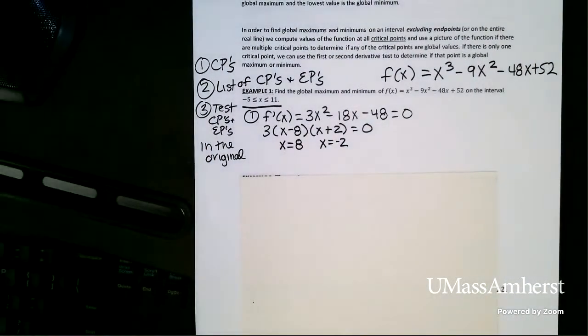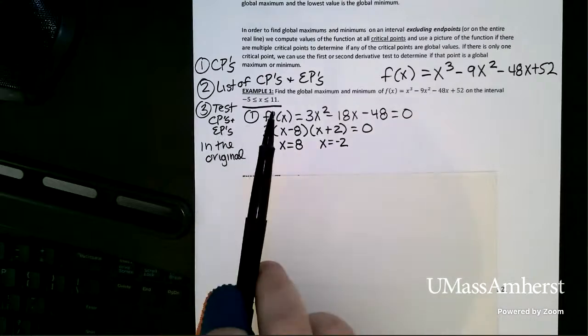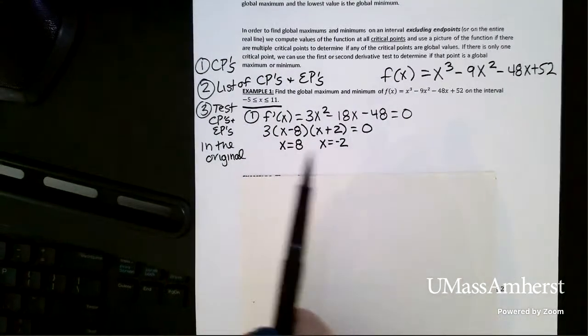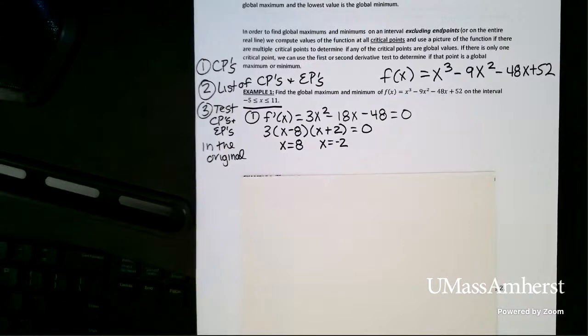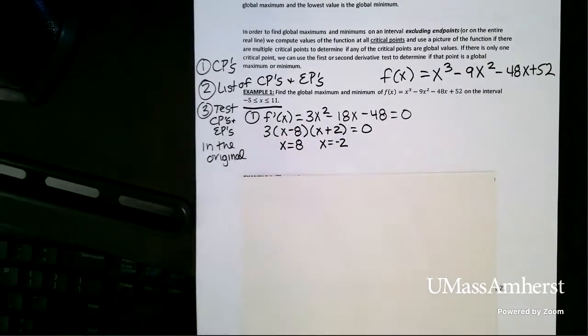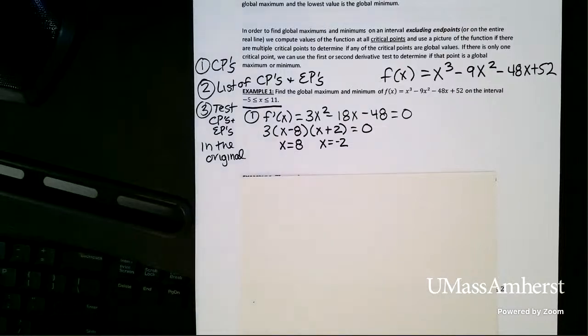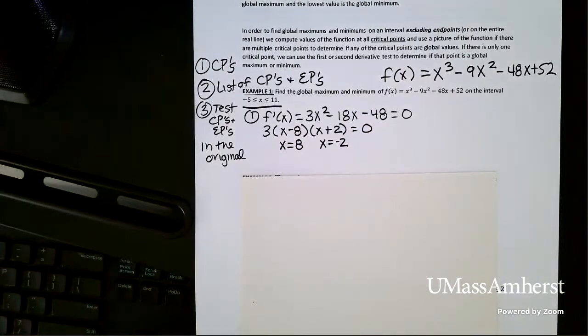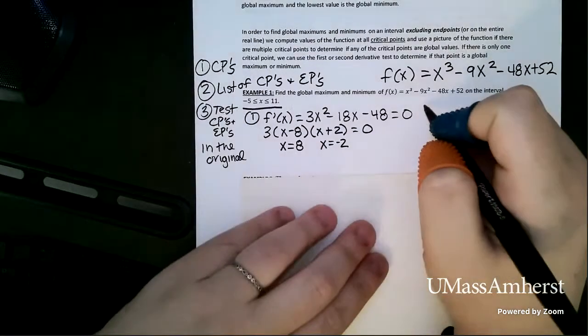Okay, so what I need to do now is go to my interval to make sure that both of these critical points are on this interval. Well, 8 is certainly between negative 5 and 11, and negative 2 is also between negative 5 and 11. So I can use both of these critical points in my list.